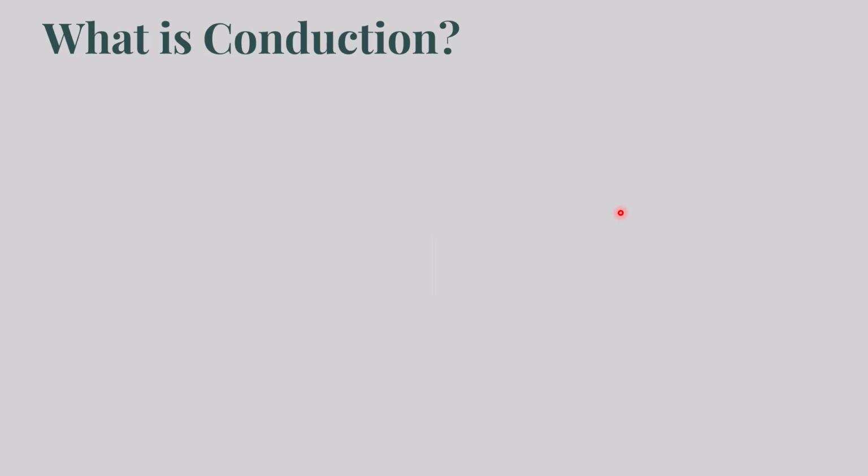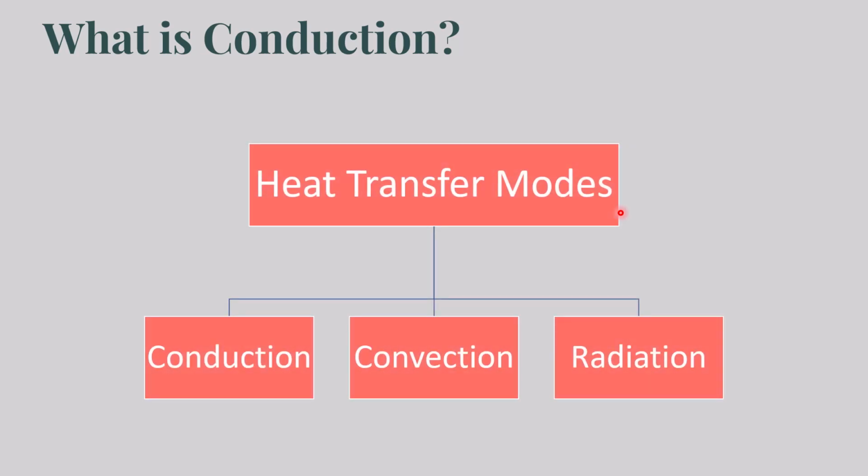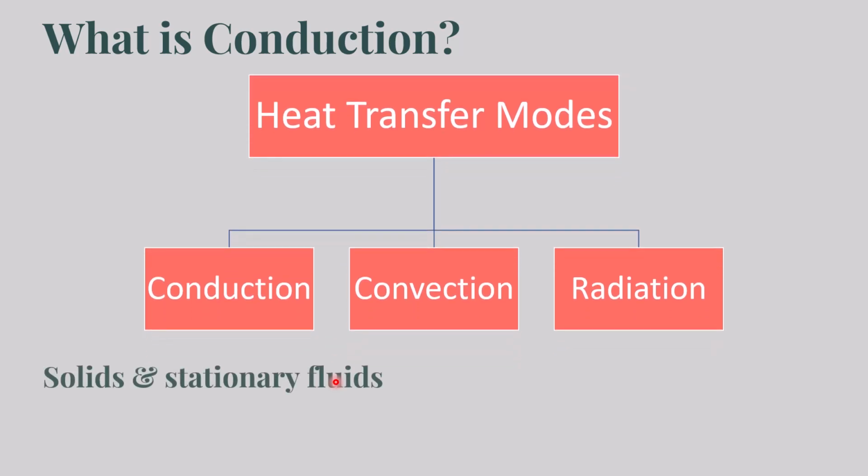First, what is conduction? There are basically three different heat transfer modes: conduction, convection, and radiation. I'm not going to go into the details of each of these different processes, but in solids and stationary fluids, you expect conduction to be the major mode of heat transfer. So if the fluid, meaning your liquid or gas, is moving and it's not stationary, then you expect convection to be the major effect. But for stationary fluids and solids, conduction is the major heat transfer mode.